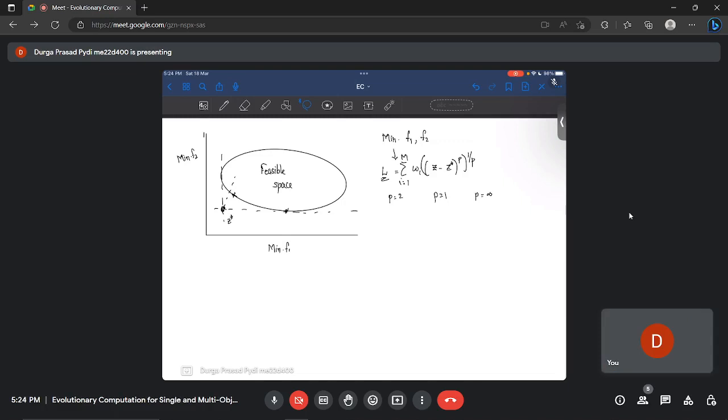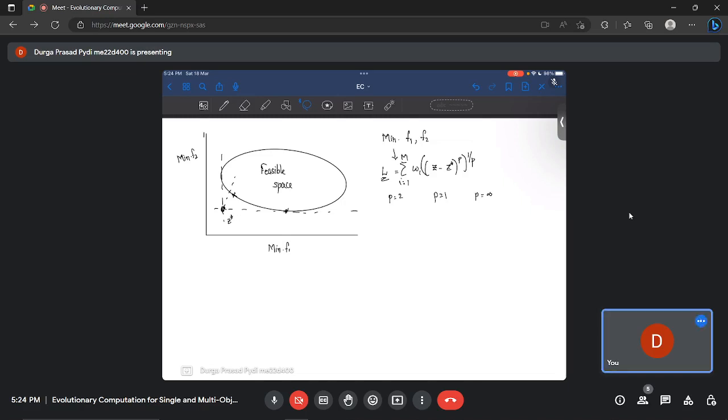Here also W can be 0? Yeah, it's the same, 0 to 1. And it will be positive. Yeah, 0 to 1 is positive, right? This will be positive only.